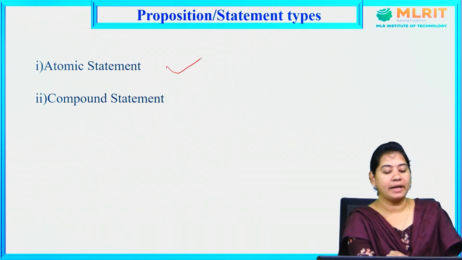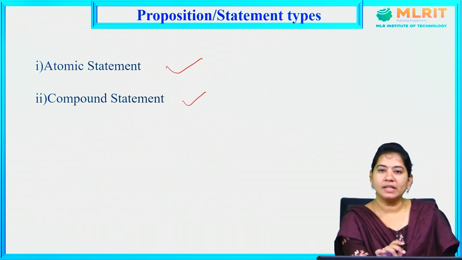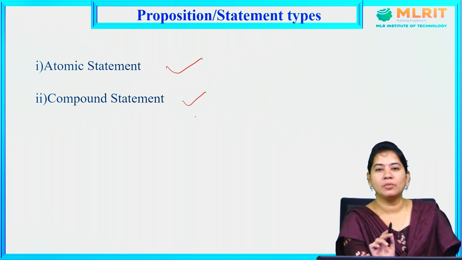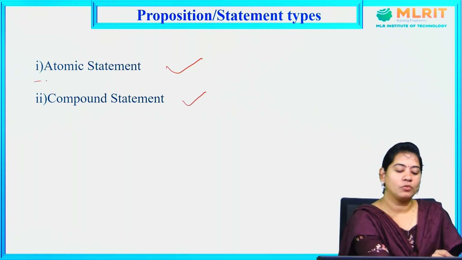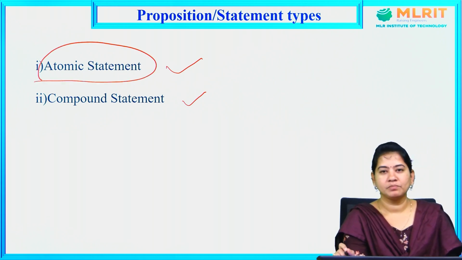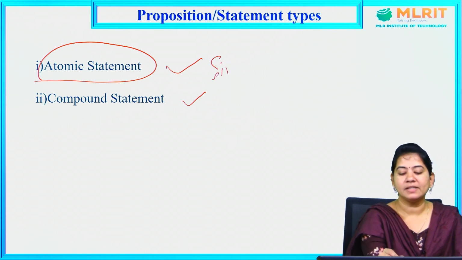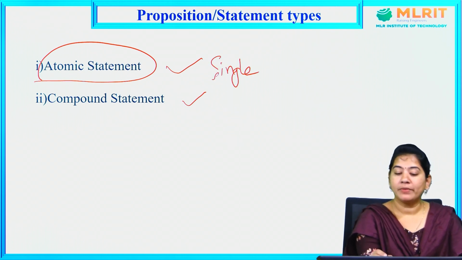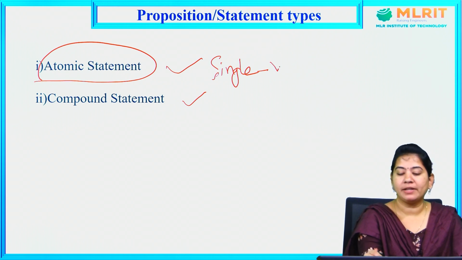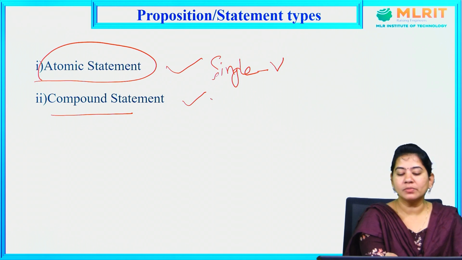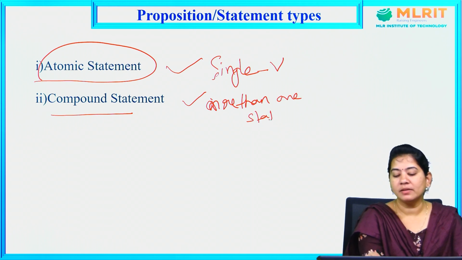So, next we have atomic statement and compound statement. We can say that these are the two types of statements. First, let us understand what is meant by an atomic statement. As the name itself suggests, it is a single statement which is represented with a single variable. And a compound statement is one which includes more than one statement.